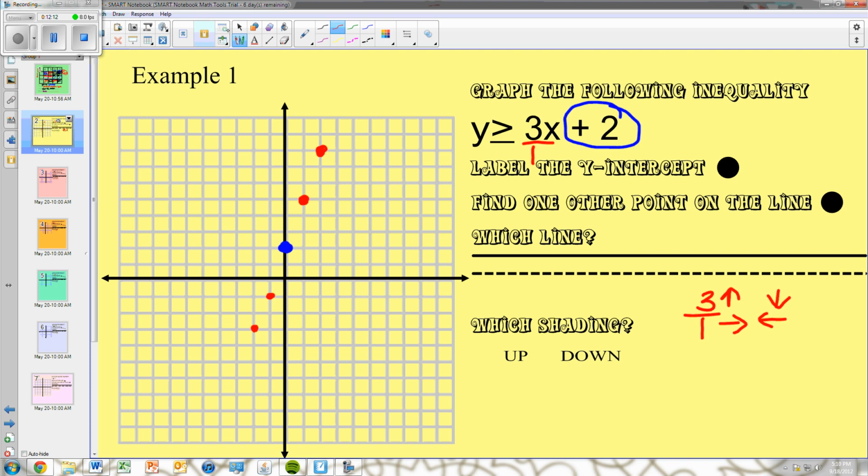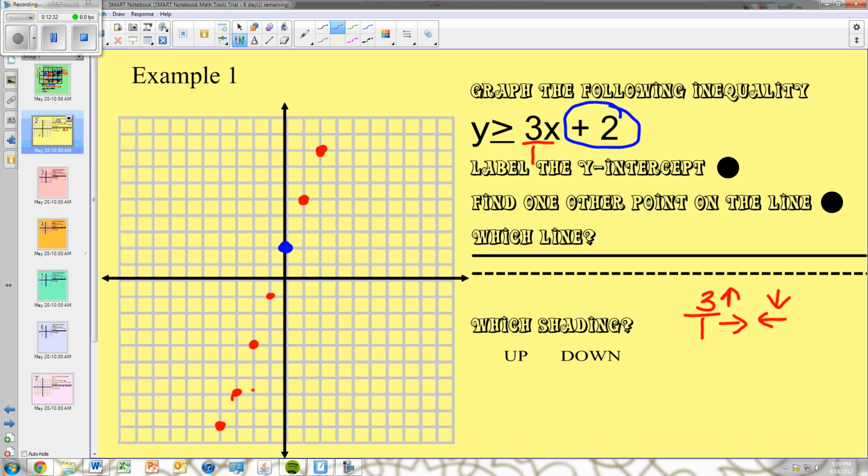Oops, that wasn't down 3, that was only down 2. So I'm going to erase that point. Try that again. I go down 3 and left 1, and down 3 and left 1, and then one more time, down 3 and left 1. And that gave me all the points that I needed.